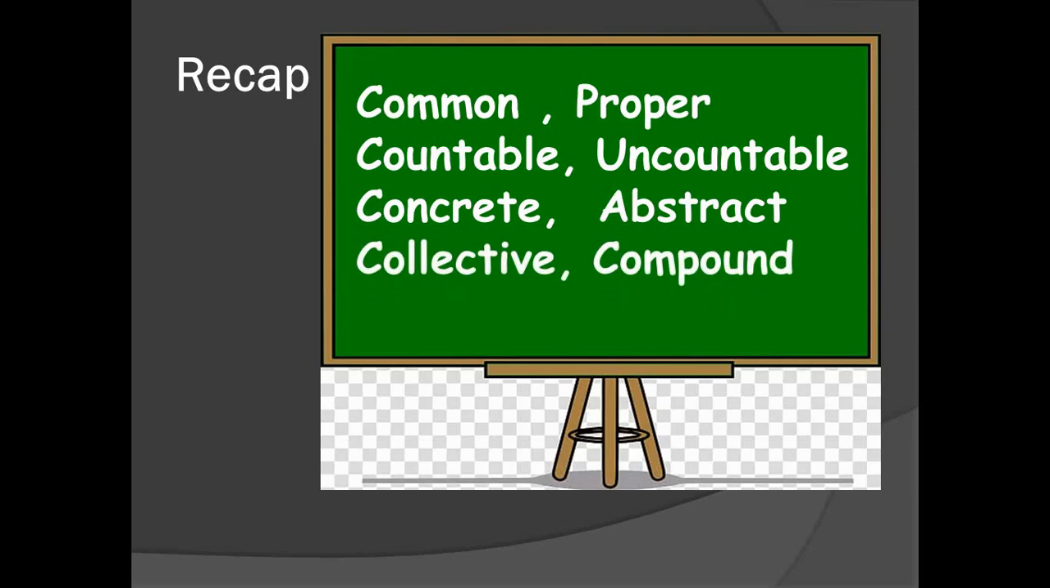A collective noun is a noun which refers to a set or group of something taken together as one whole, whereas a compound noun is a noun that is made up of two or more words. I have a question for you. Think of a noun that belongs to more than three types. As I'm telling you, it is very important to know that one noun may belong to more than one type of noun.